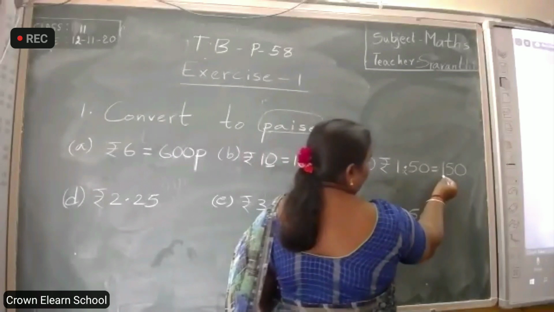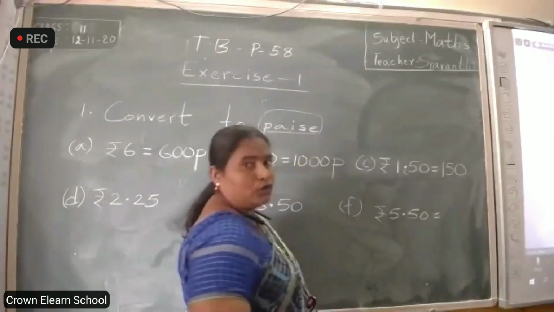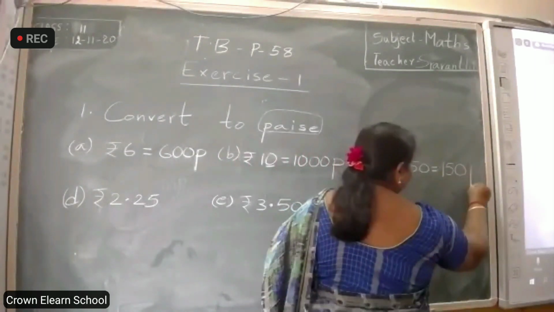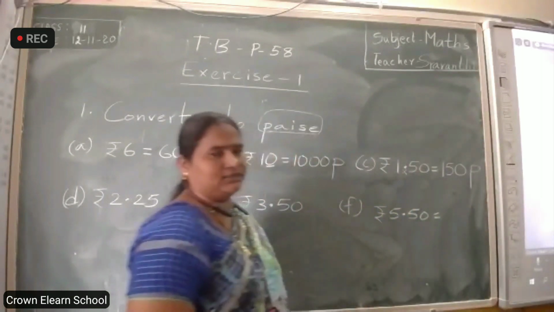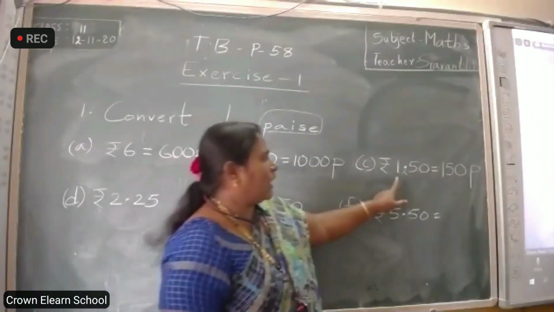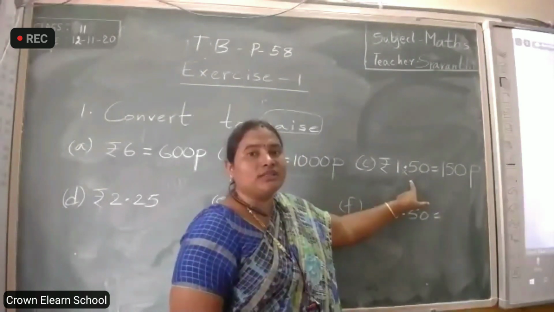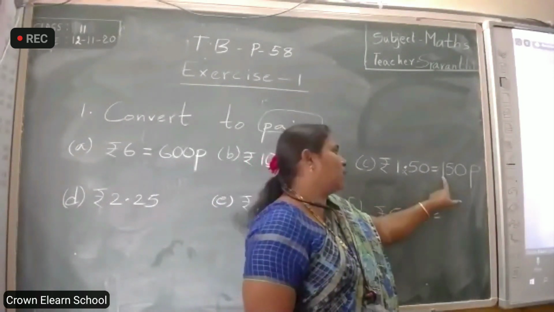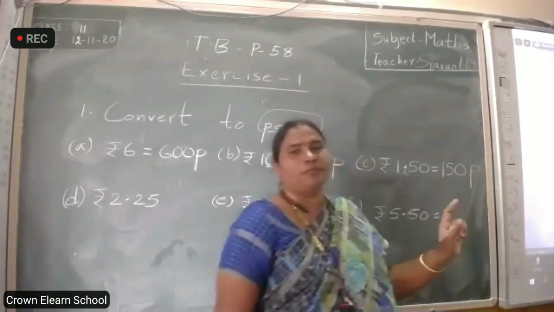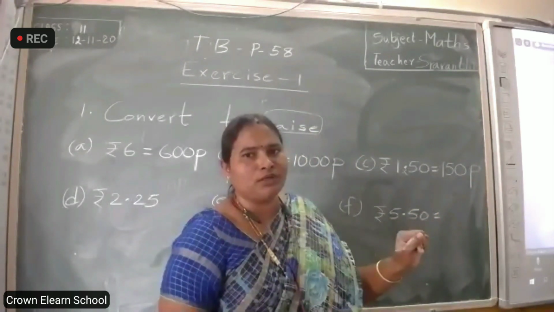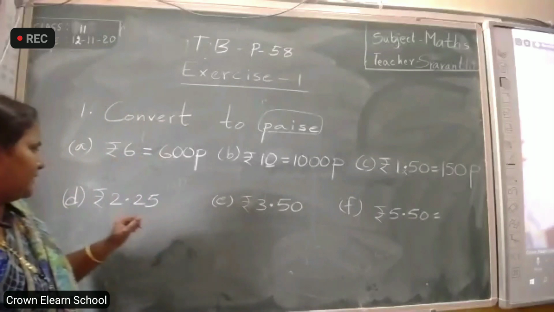So we got 150. Don't forget the symbol. Paise symbol at the end. Okay. Now 1 rupee 50 paise, when we convert this into paise, we got 150 paise. Have you done in the textbook? Okay, let us do the next one.